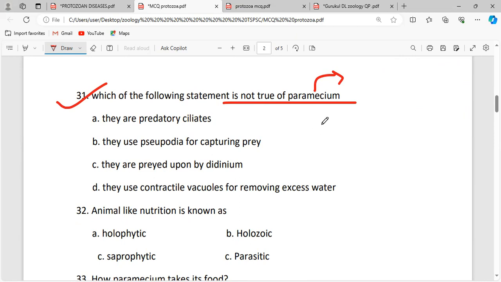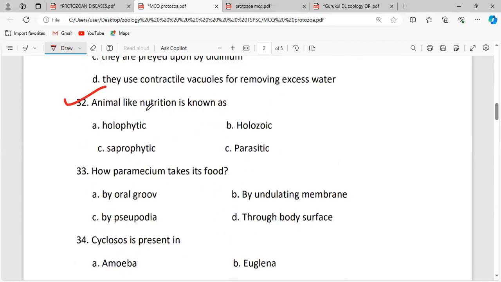Not true about the paramecium means, as it comes from the ciliophora, it is definitely going to use the cilia for its locomotion. So obviously this statement is wrong, and that is the correct answer for this question because the question asked here is "not true". Now, animal-like nutrition is known as holophytic. If you know the meaning of each terminology, you can answer this question.